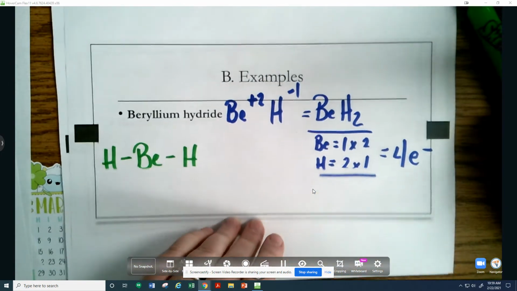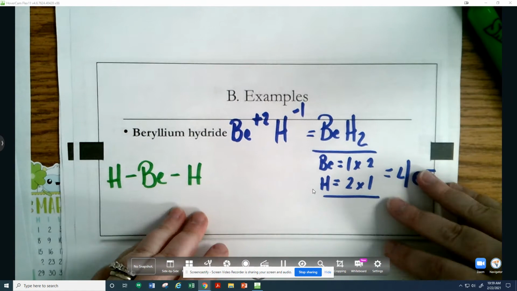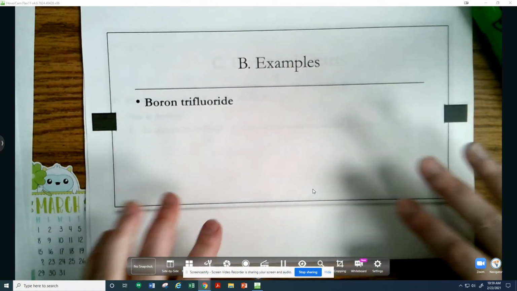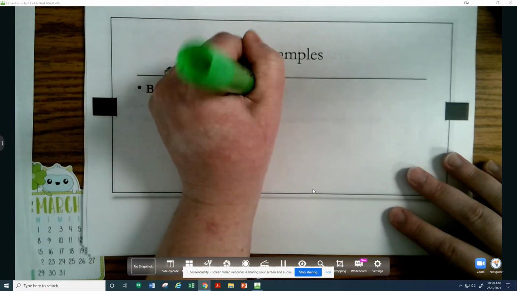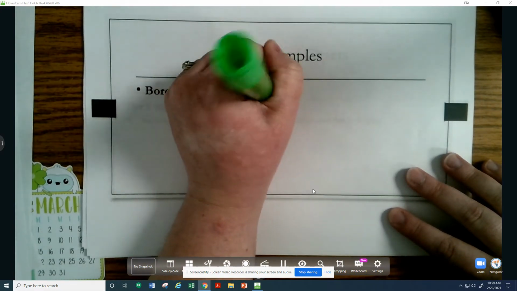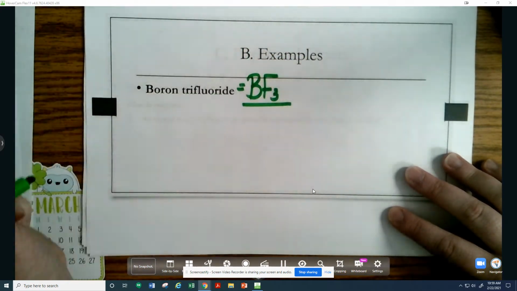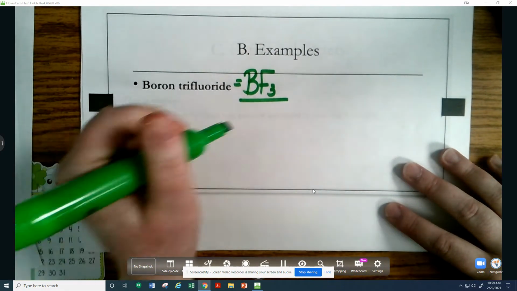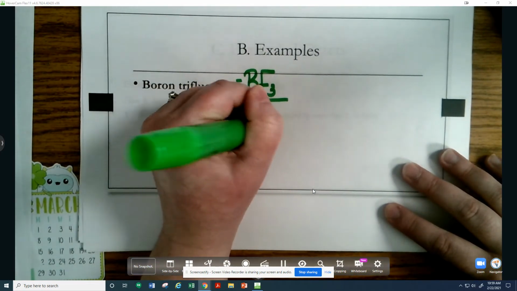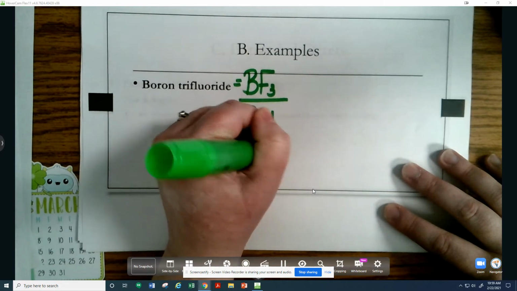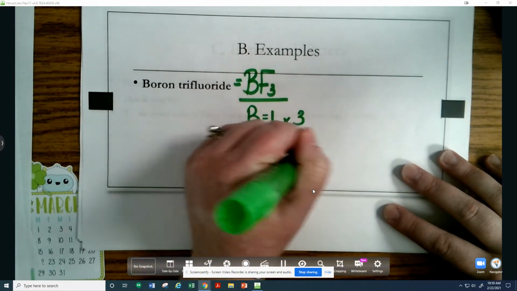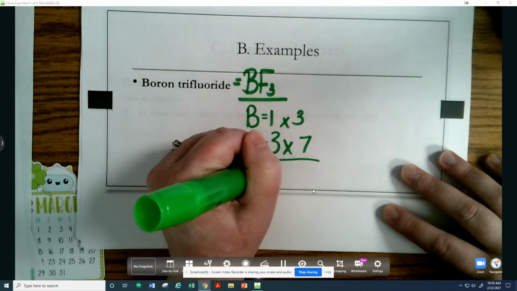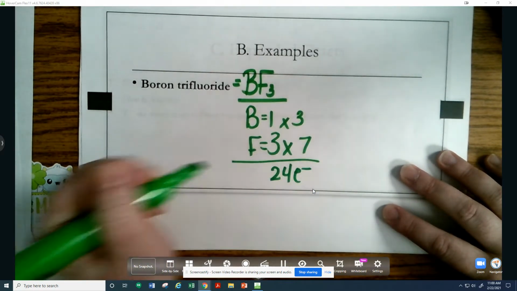Another instance is with boron. Here's an example with boron trifluoride. We do have prefixes here, so that means our formula is BF3. Now when it comes to coming up with electron numbers, we have 1 boron and we have 3 fluorine. Boron has 3 valence electrons. Fluorine has 7. So we have 21 plus 3, 24 total electrons.